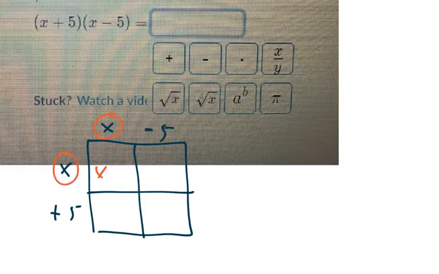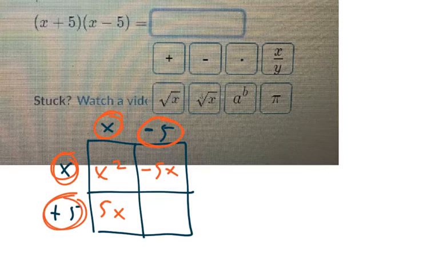X times x is x squared, right? X times 5 is 5x. Minus 5 times x is minus 5x. And minus 5 times 5 is minus 25. And by the way, guys, if I'm going a little too fast, just pause the video. Don't forget you have that power to rewind and pause. Okay? But anyways, finishing up, do you agree?